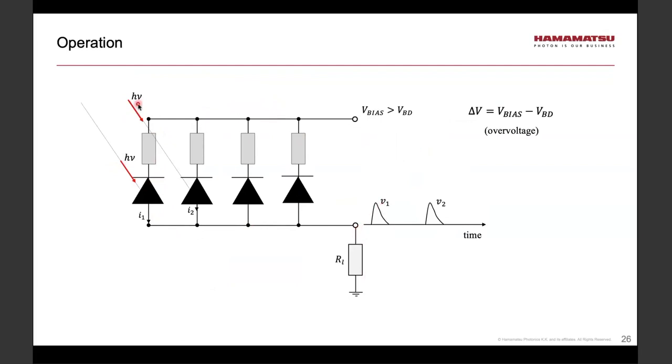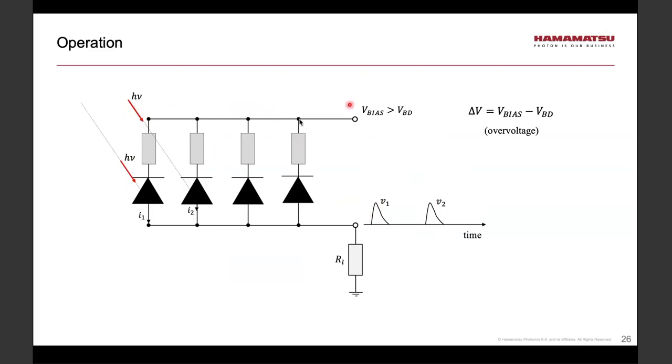The second photon struck at a later time, and therefore we have a pulse corresponding to that photon at a later time. So one could say that the output from the SiPM is a chronological superposition of pulses, current pulses or voltage pulses, that the device produces.